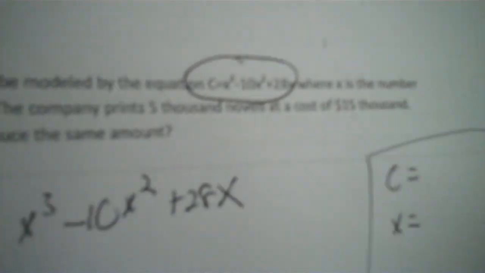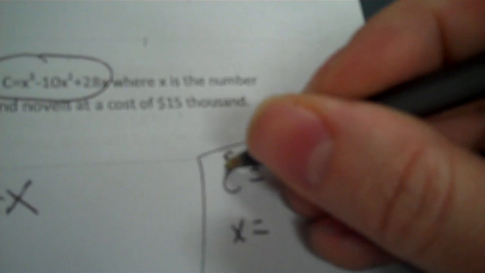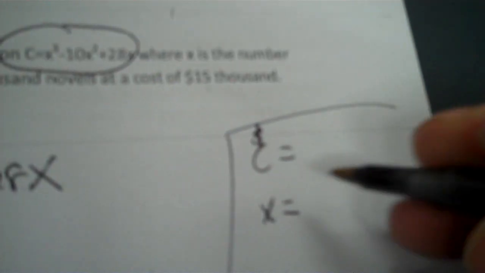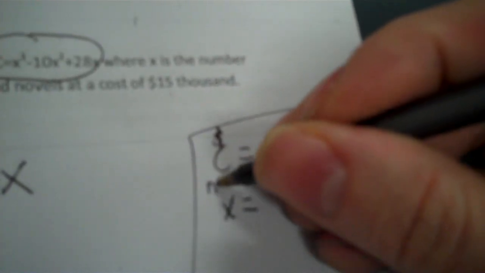All right, now, once you get the equation, you come over here and write what your variables represent. So c is the dependent variable, x is the independent variable. c is your money amount. It says c is the cost, so that's going to be your money amount. Just put it above it. Then x is whatever we're producing. It didn't say what we're producing. Oh, it's novels. Okay, so novels.